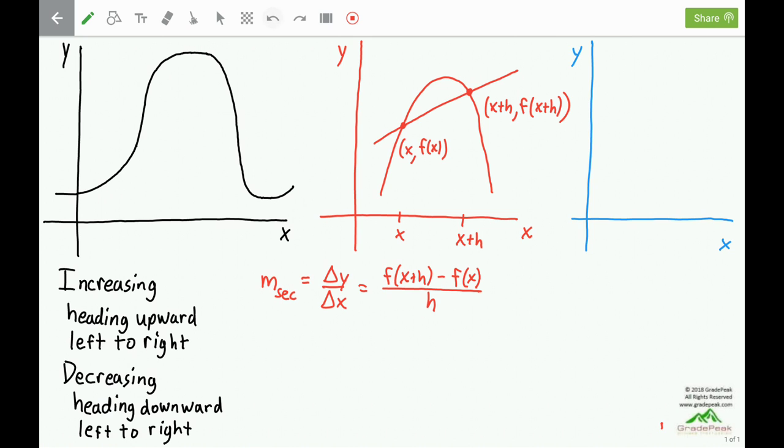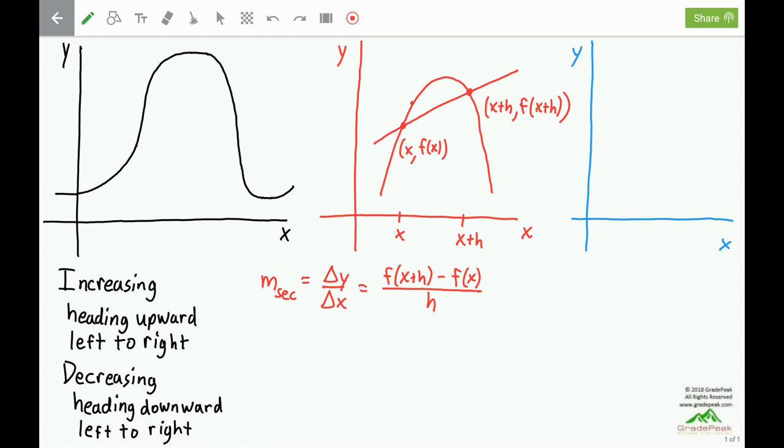However, if we start to push the rightward point closer to the leftward point, it will start to mimic the steepness of the curve a little better. Let's say the rightward point were a little closer and it was here. And now the secant line will look like that. Now again, that's mimicking somewhat the steepness, but not quite. The steepness of the curve in the location of the leftward point is still steeper than that secant line.